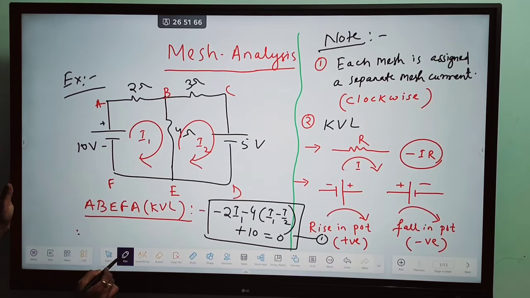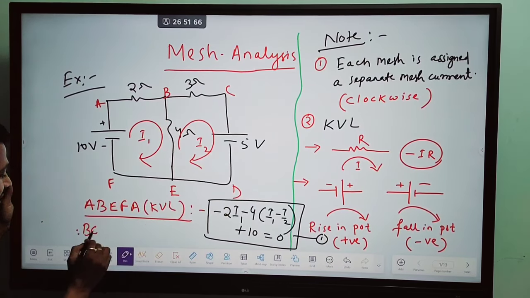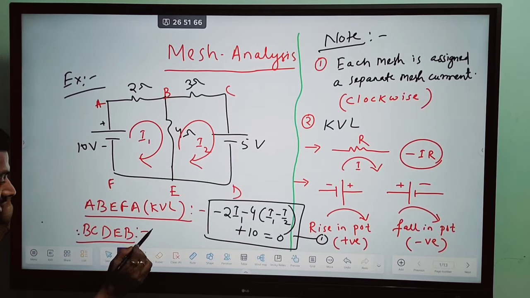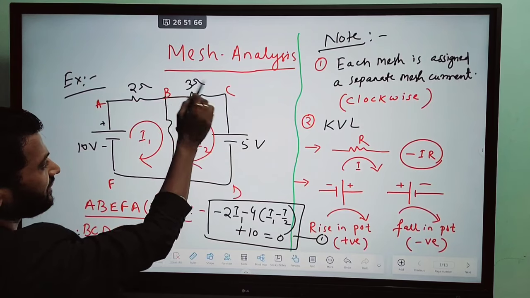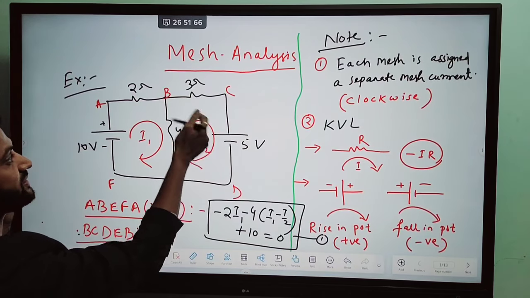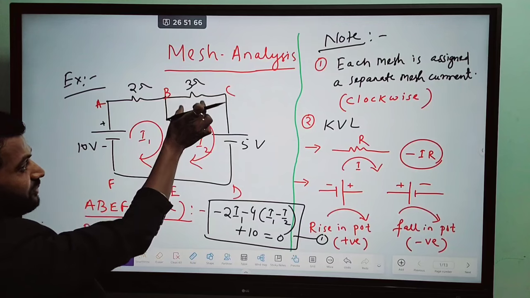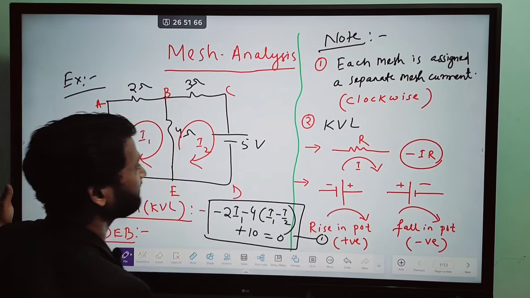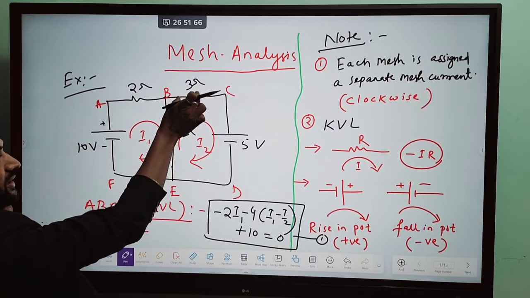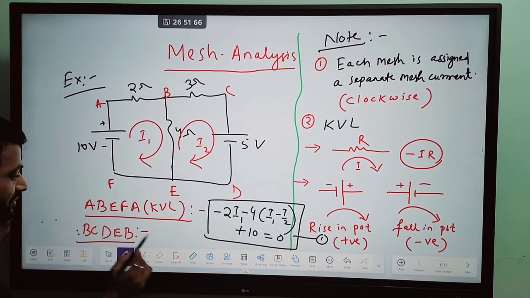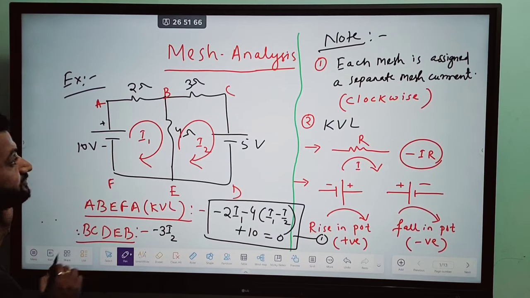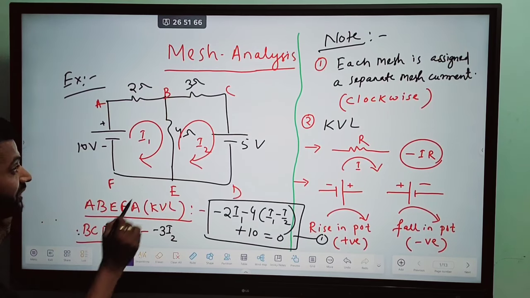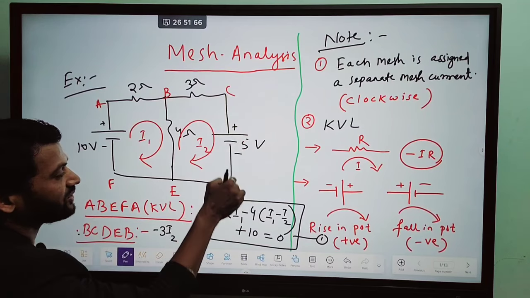Similarly, we can apply KVL in the second mesh. What is the second mesh? B, C, D, E and B. While applying KVL in the second mesh, from B to C, what is the current? I2, and it is in clockwise direction. What is the resistor? 3 ohm. The potential drop will be minus of 3I2. Resistor means the potential drop will be minus. So here the potential drop is minus 3I2. Then from C to D there is a fall in potential.